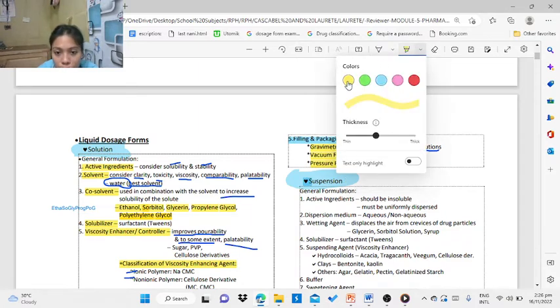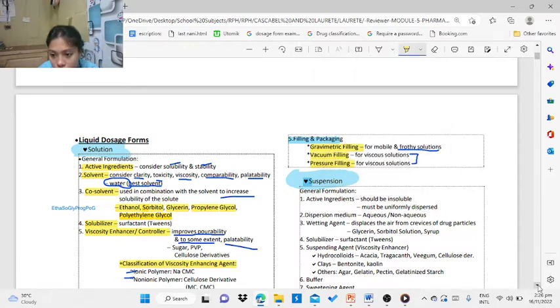For general formulation, again. Ano ba yung kaibahan ng suspension? Solution. Suspension.